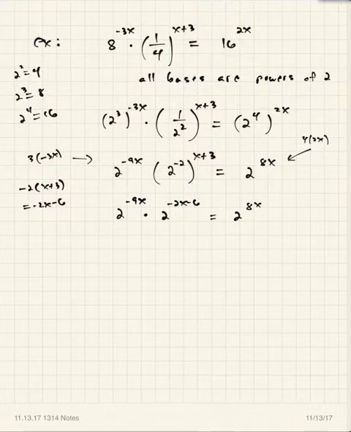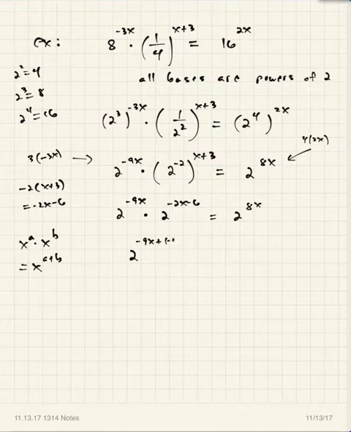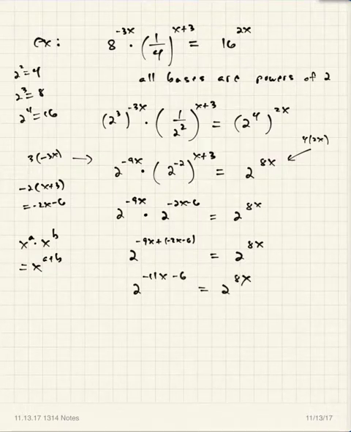Okay, now, and this is multiplication all the way through there, now you've got bases being multiplied that are like bases. And remember what that rule is. When you had x to the a times x to the b, that's x to the a plus b, right? You add the exponents. So this should be 2 to the negative 9x plus negative 2x minus 6 power equals 2 to the 8x. And that would give me 2 to the negative 11x minus 6 power equals 2 to the 8x. Wow.